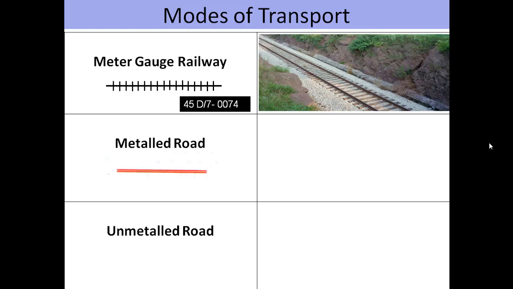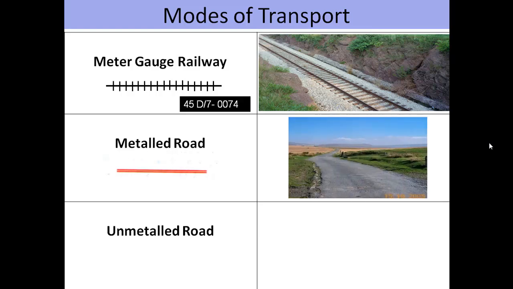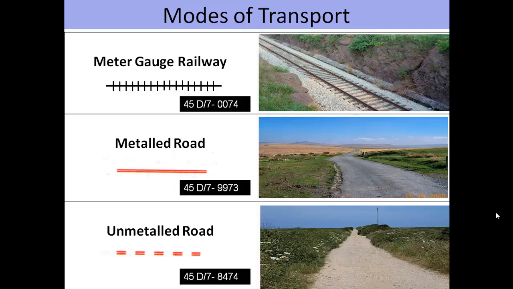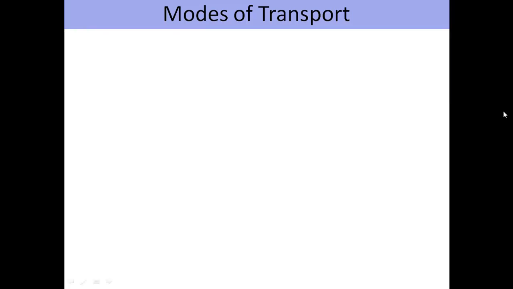Metal road. Two parallel red lines represent the metal road. One can see the example in 45D7 9973. Unmetal road. As you can see, two parallel red lines, and it is broken, in the grid square 45D7 8474. Now we'll learn other modes of transport on topographical map.